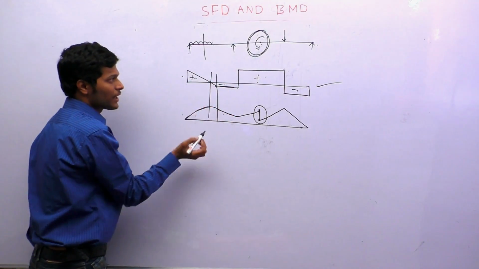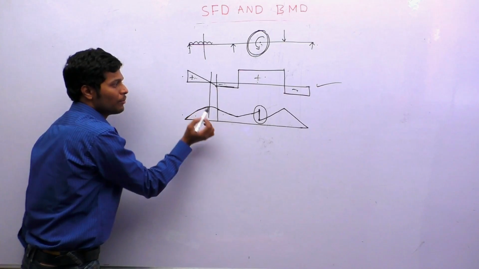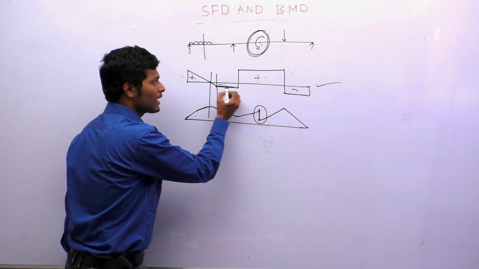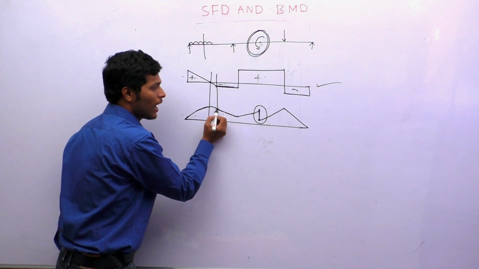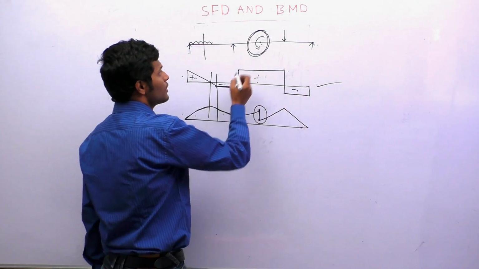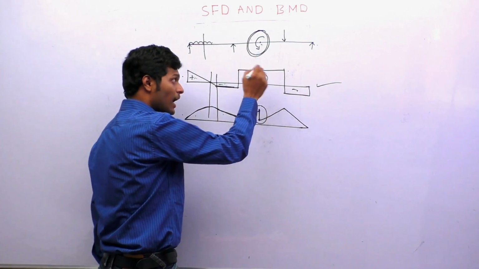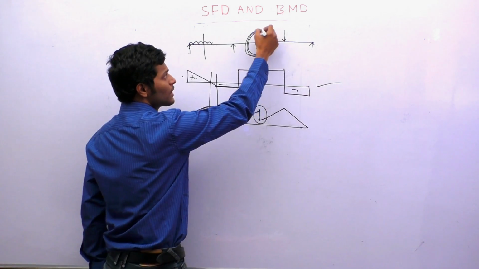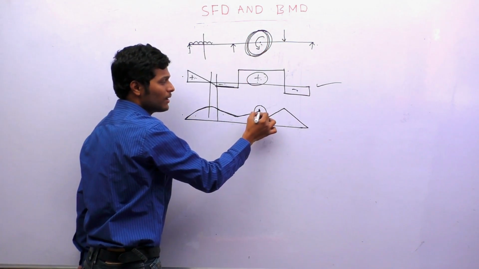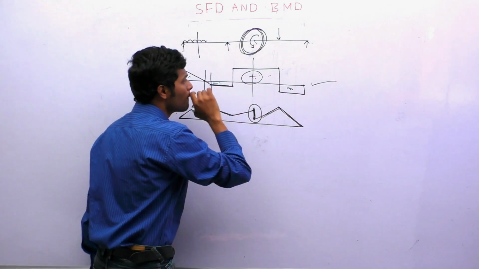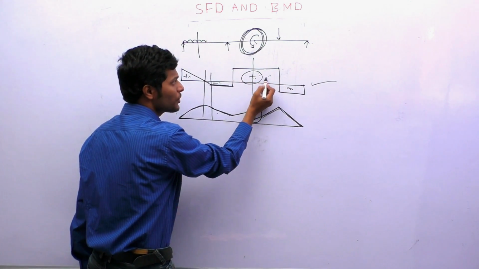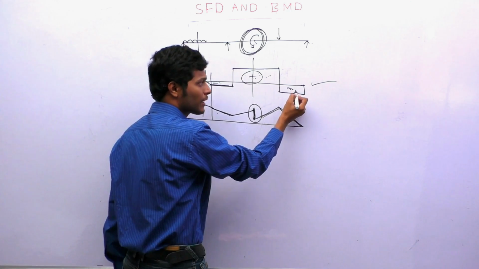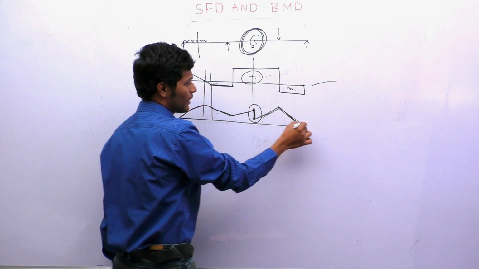In this zone, if you concentrate, it is a triangle and negative, which means it is a parabola and falling. Next, in this zone, it is a rectangle and negative, which means it is a triangle and falling. Next, in this zone, it is a rectangle and positive, which means it is a triangle and rising till here. Now remember that if there is a concentrated moment here, then you will get a vertical line in the bending moment diagram. Now here also it is a positive rectangle, so it is a rising triangle. Again it is a negative rectangle, so it is a falling triangle. Okay.